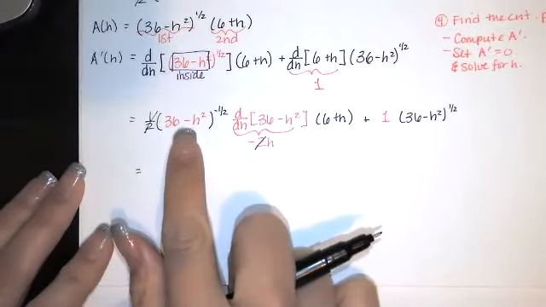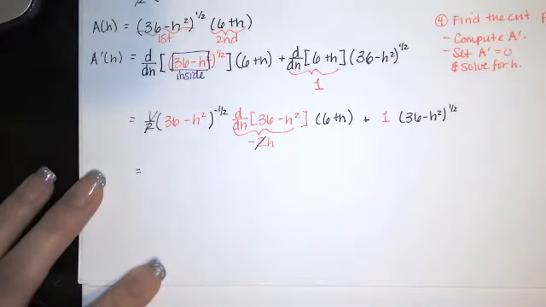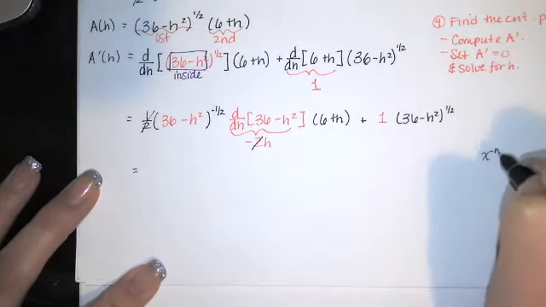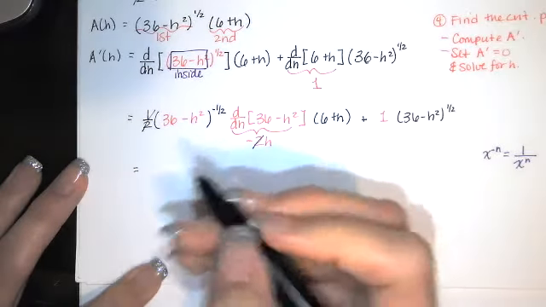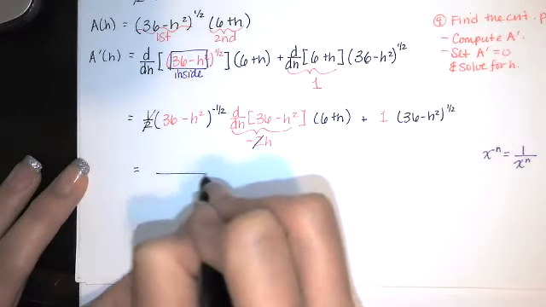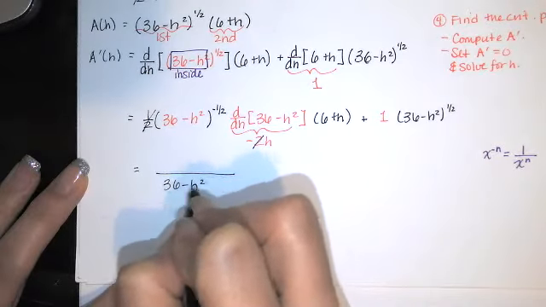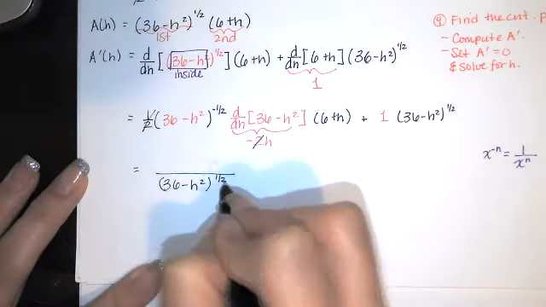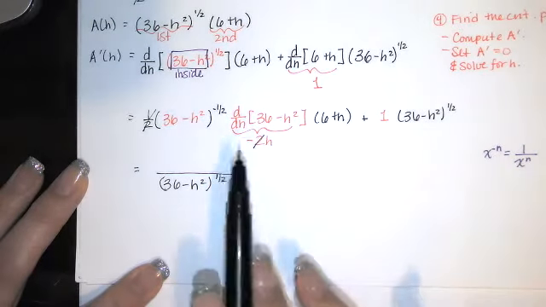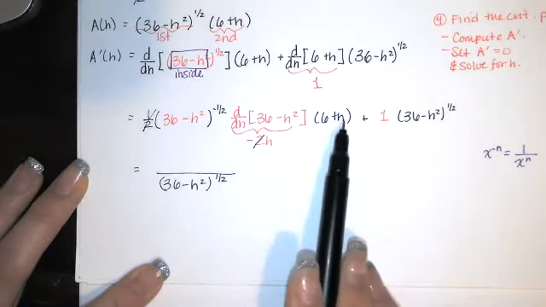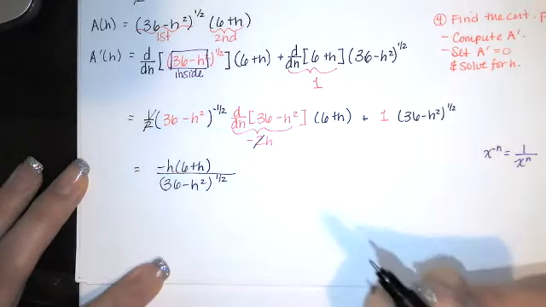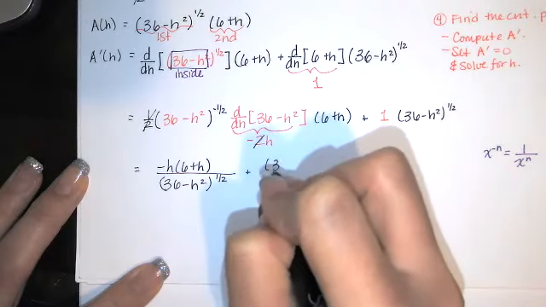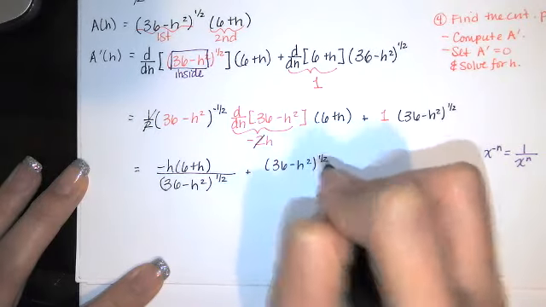Now this expression to the negative 1/2 can be rewritten. Remember, if you've got a negative exponent, it's 1 over the same thing, but you change that negative exponent to a positive exponent. So that's what we're doing here. So I'm going to change that negative 1/2 to a positive 1/2 and put that in the denominator. And then in the numerator, I still have a negative h times a 6 plus h. And over here, I've got 36 minus h squared to the 1/2.